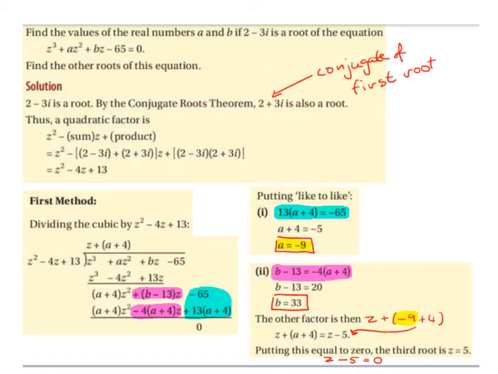Next, we put our coefficients of z together. So we have b minus 13 is equal to minus 4 times a plus 4. And then we solve for b. We know that a is minus 9. So we have minus 9 plus 4, which is minus 5. And minus 4 multiplied by minus 5 is 20. So we have b minus 13 equals 20, and then 20 plus 13 is 33, so b is equal to 33.